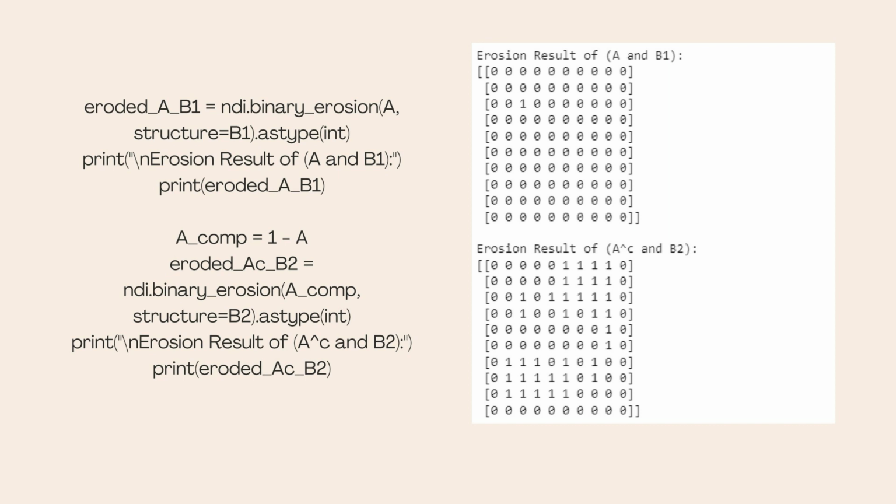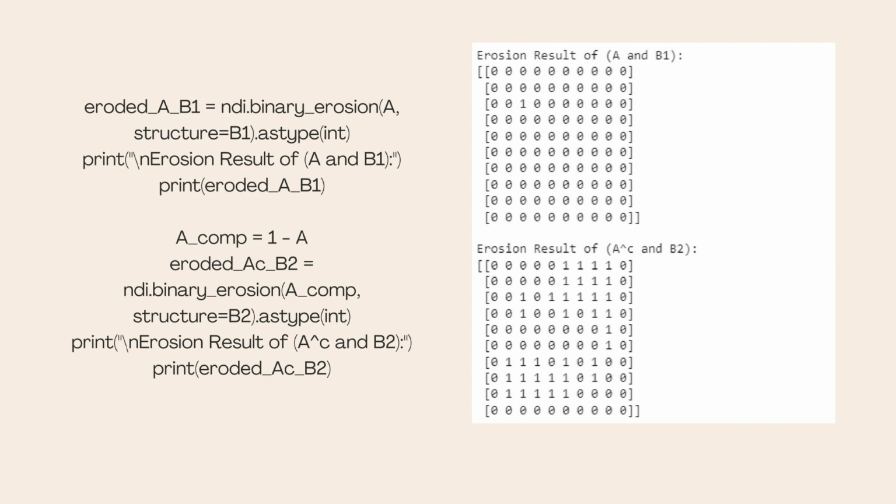2. Complement of image A. Next, we compute the complement of the input image using the formula A_comp equals 1 minus A. This step reverses the pixel values. Ones become zeros and zeros become ones, helping us focus on the background part of the image. 3. Erosion of the complement image using structuring element B2, the background erosion. The complement image A_comp is then eroded with B2 to ensure the background pattern around the detected shape also matches. The resulting output highlights areas where B2 fits perfectly within the background, zeros, of the original image.